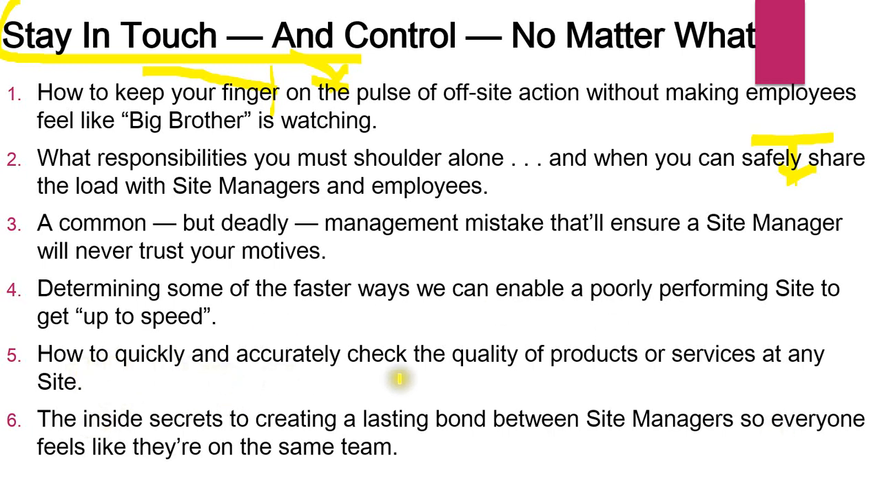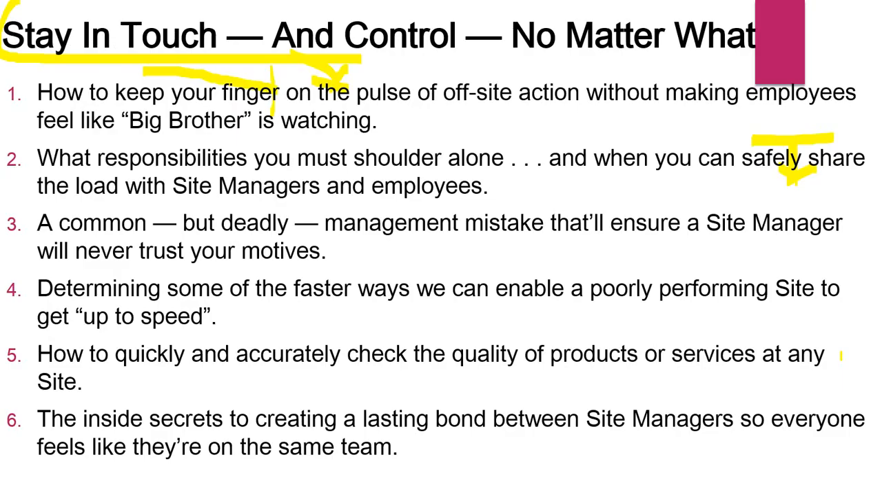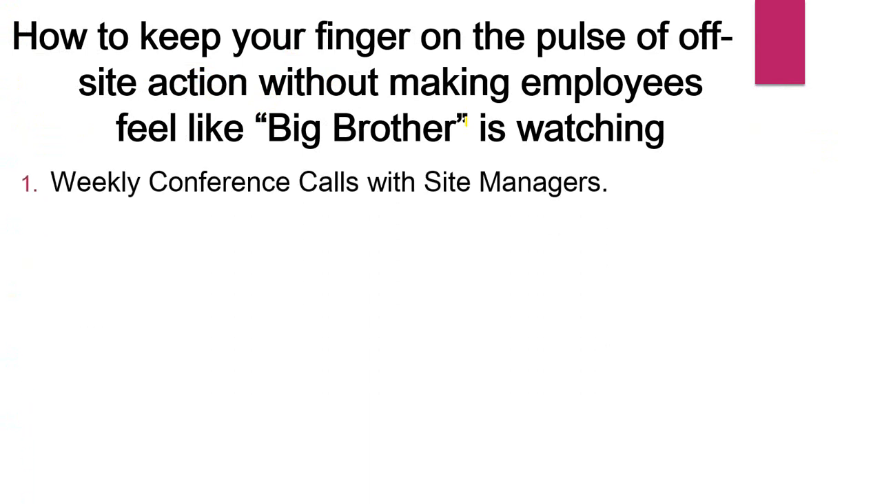How quickly and accurately can you check the quality of product or services at any site? Okay, guys, this is what we have in this part. The very first one is how to keep your finger on the pulse of offsite action without making employees feel like Big Brother is watching. So what are the steps? Weekly conference call with site managers. What is the level of service today, and what will the level be next week for the service or product.